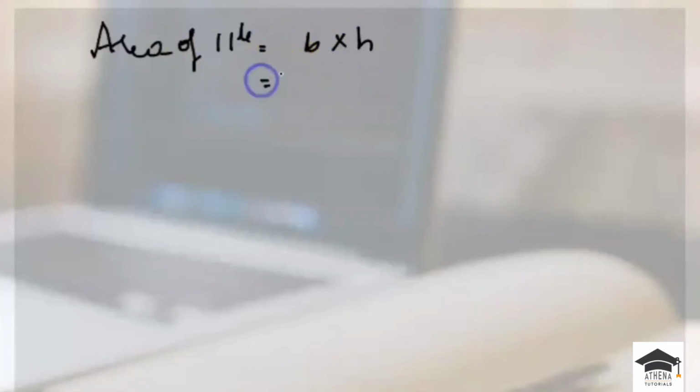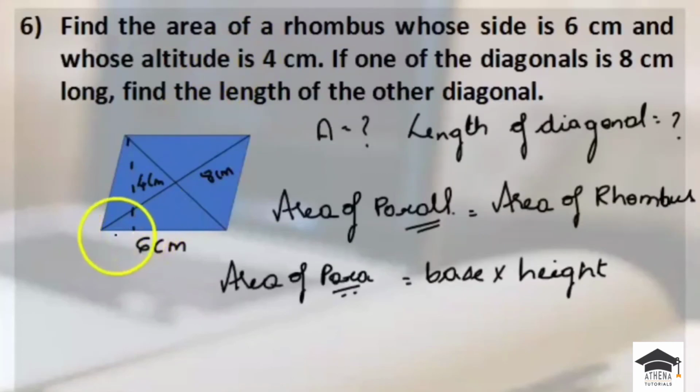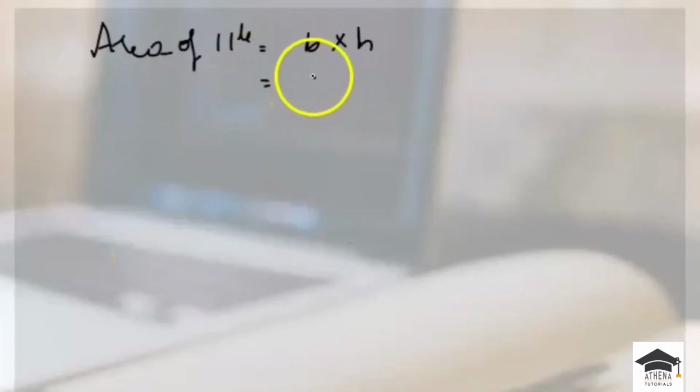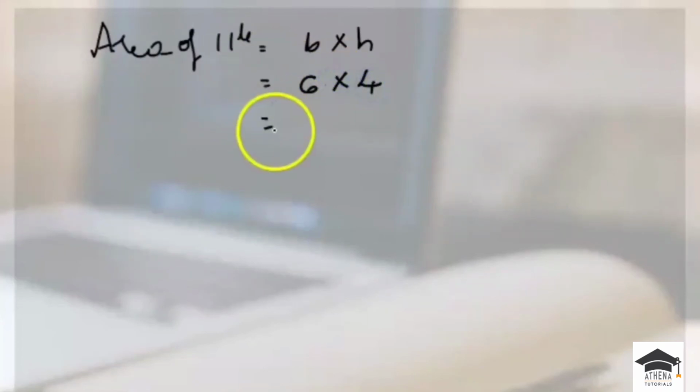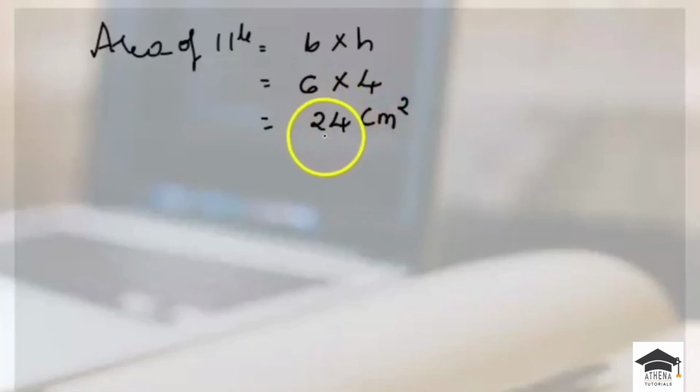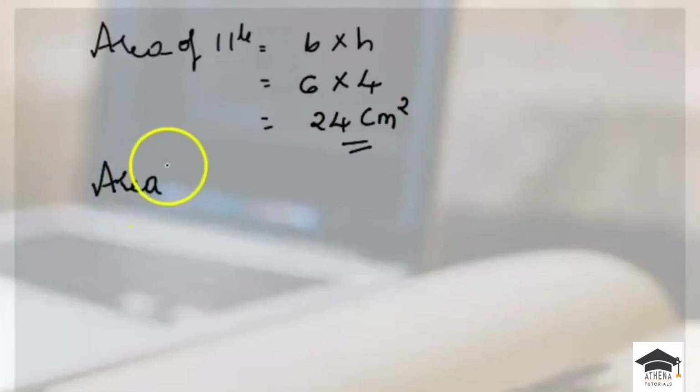So, area of parallelogram is equal to base into height. What are the values of base? Base is 6 centimeter and height is 4 centimeter. So, base is 6 and height is 4. What are 6 fours? 6 fours is 24. So, the area of the rhombus is equal to 24 centimeter square. I'll write it. Please don't be confused, okay?